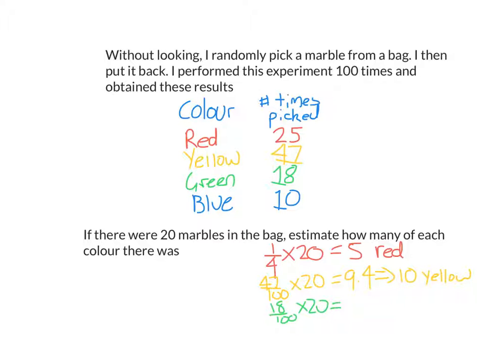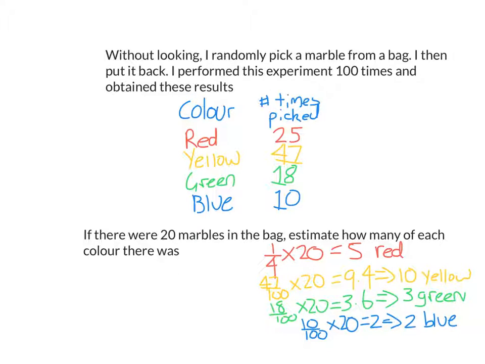Again, it won't give me a whole number, 3.6. So I'd guess there were 3 or 4 green marbles. So I might guess that there were 3 green marbles. And then for blue, I got 10 over 100. 10 out of 100 times I got blue. So 10 hundredths of 20 is equal to 2. So I'm going to guess that there were 2 blue.